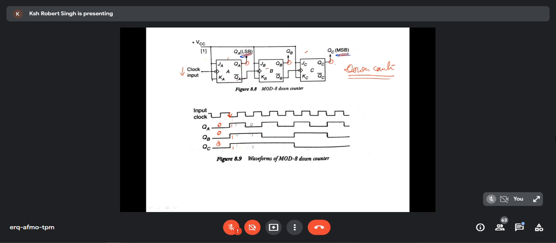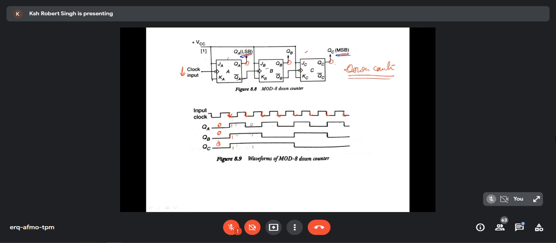Now the clock is given and it is also negative edge. Since all are negative edge trigger, when the negative edge comes, it triggers. So the output will become 1. The output will toggle, right?